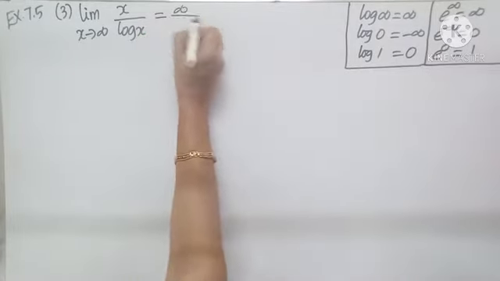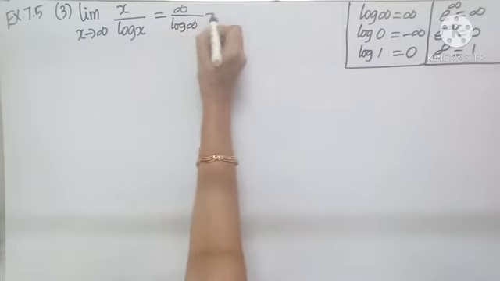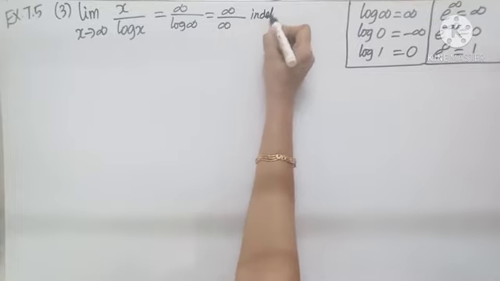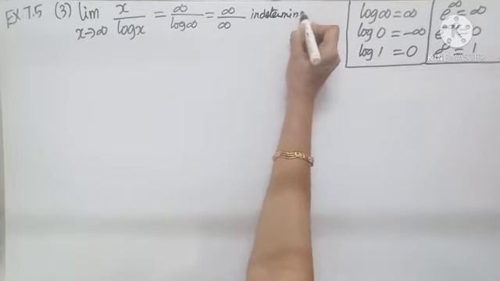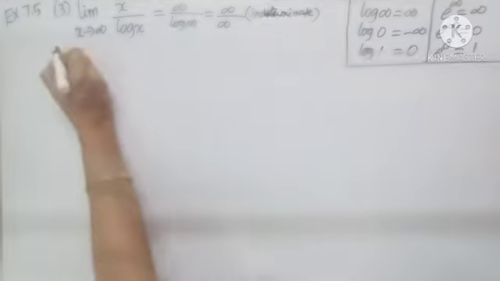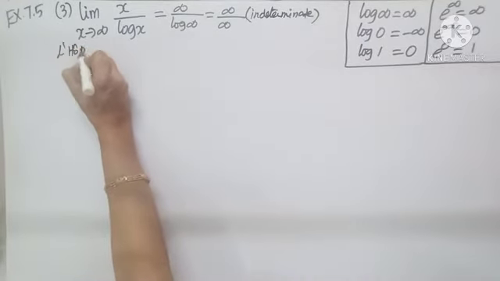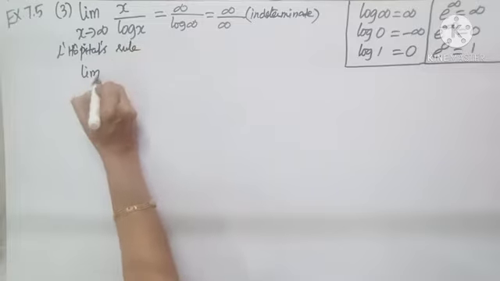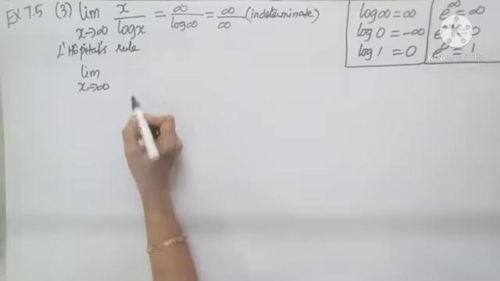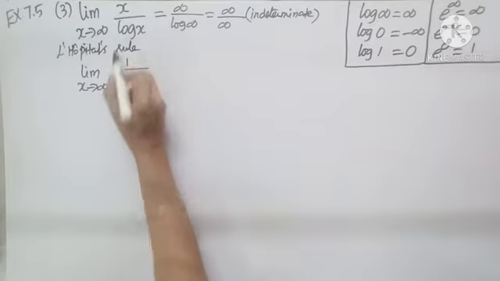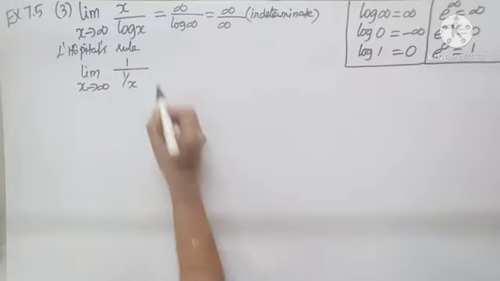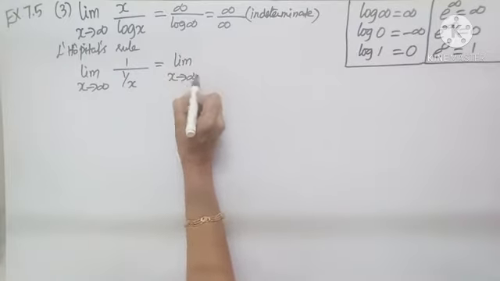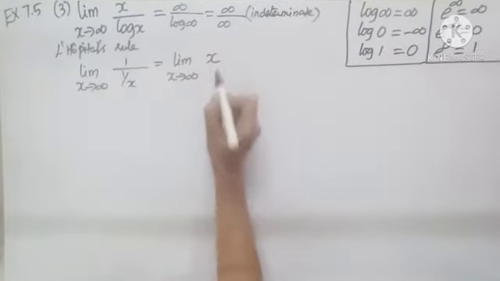x is infinity by log infinity. Log infinity is infinity, and so this is an indeterminate form. We are applying L'Hopital's rule. The rule says differentiate the numerator separately and the denominator separately. x becomes 1, log x becomes 1 by x. Reciprocating, limit x tends to infinity, it becomes x.